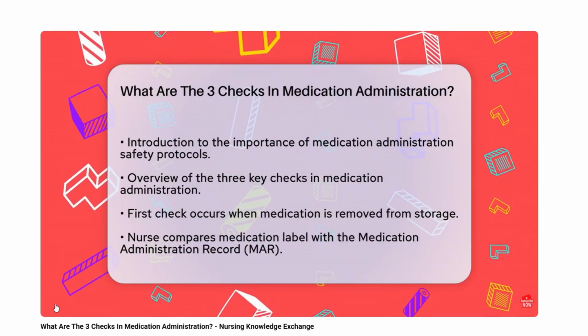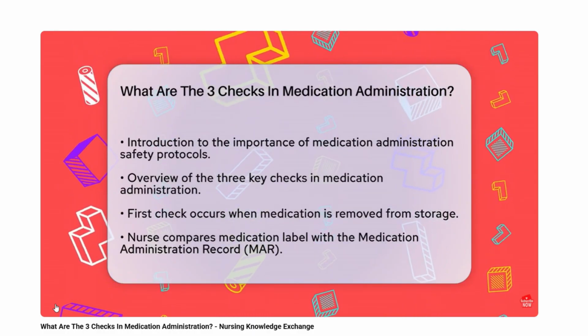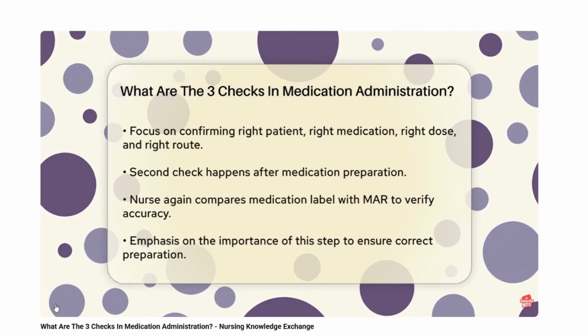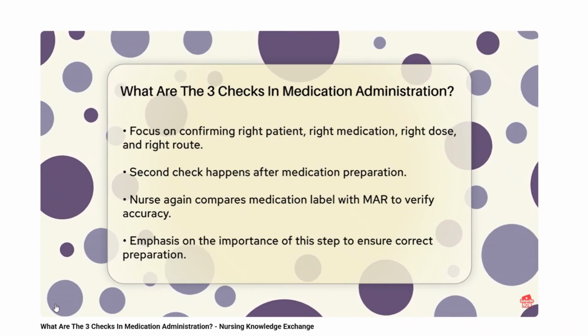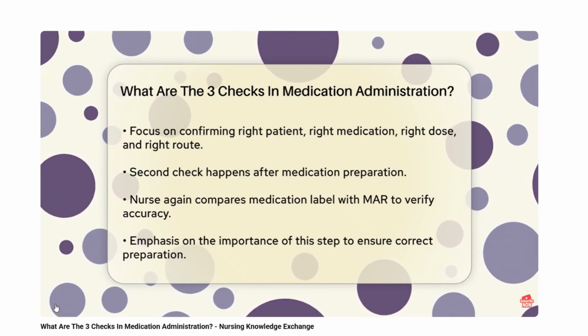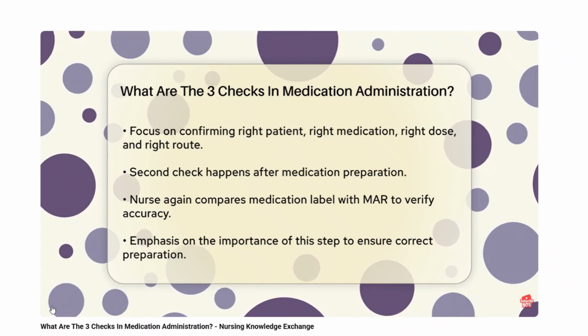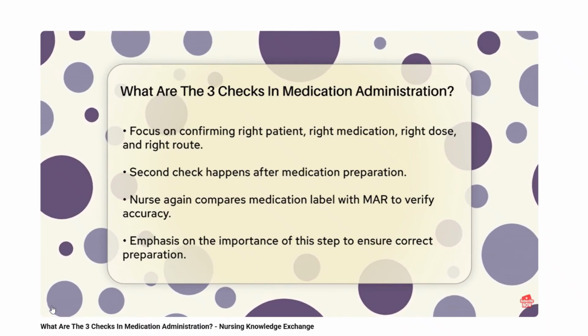The first check happens when the medication is removed from the storage or dispensing device, such as a Pyxis or MedCart. Here, the nurse compares the medication label with the information on the medication administration record, MAR, to confirm the right patient, right medication, right dose, and right route. This initial check is crucial because it sets the stage for the rest of the process.